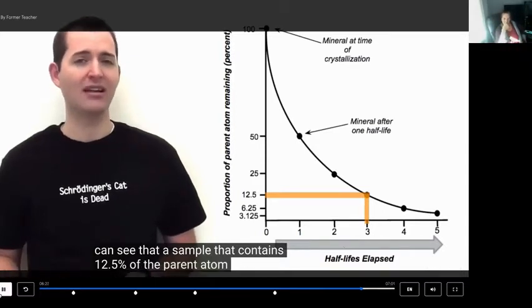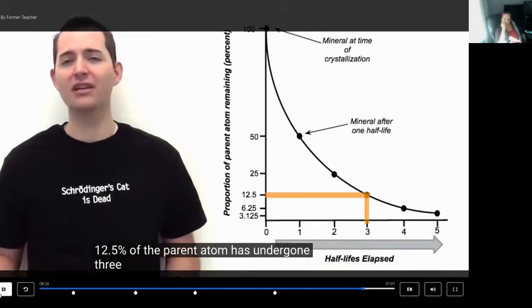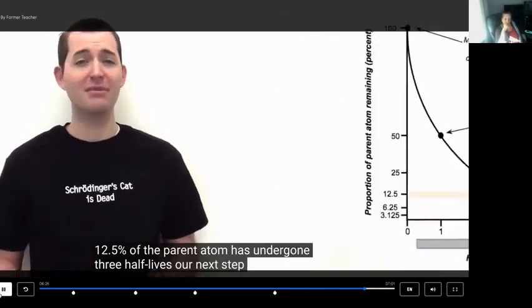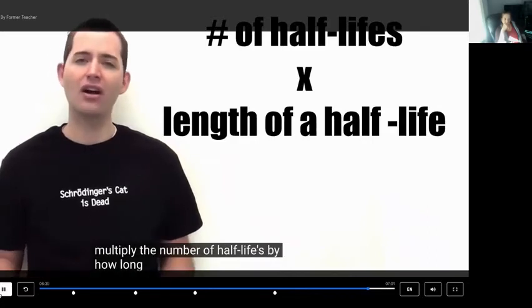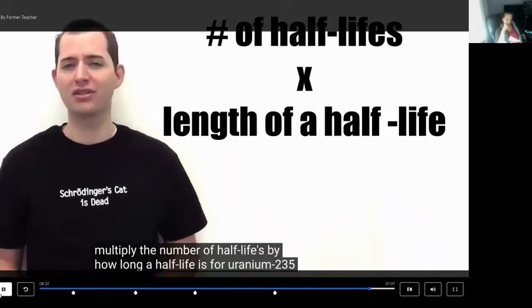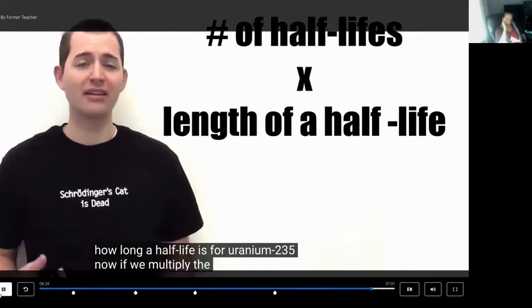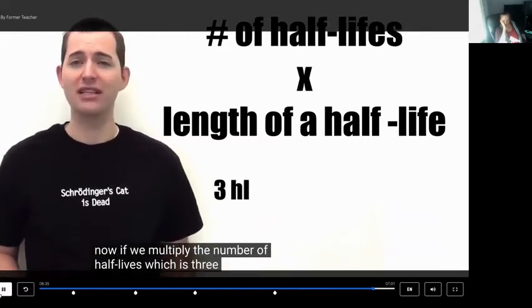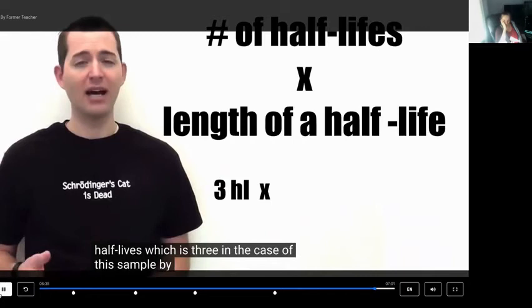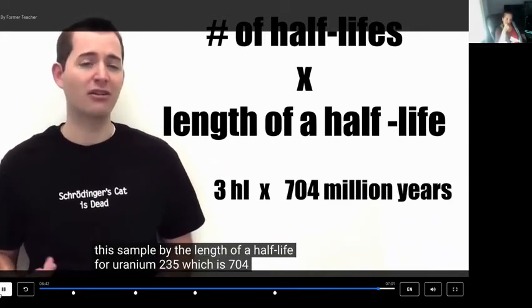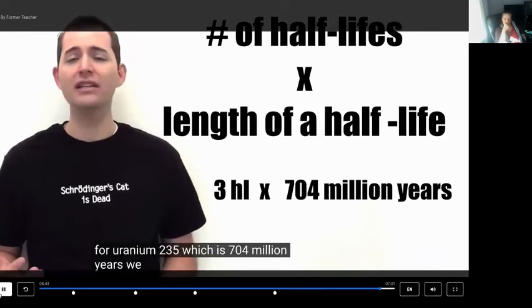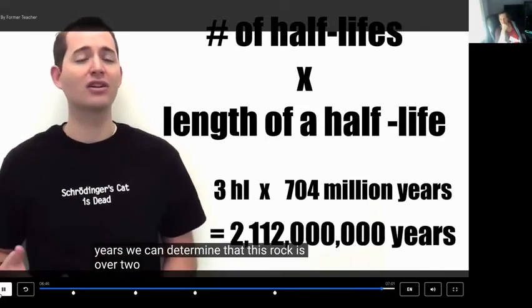0.5% of the parent atom has undergone 3 half-lives. Our next step is to multiply the number of half-lives by how long a half-life is for uranium-235. Now, if we multiply the number of half-lives, which is 3 in the case of this sample, by the length of a half-life for uranium-235, which is 704 million years, we can determine that this rock is over 2 billion years old.